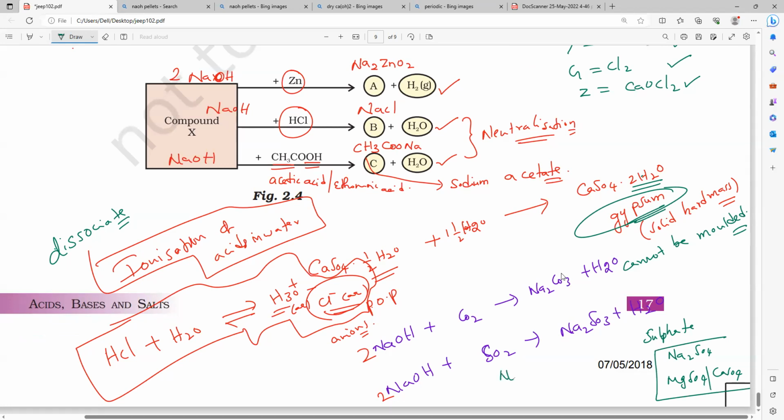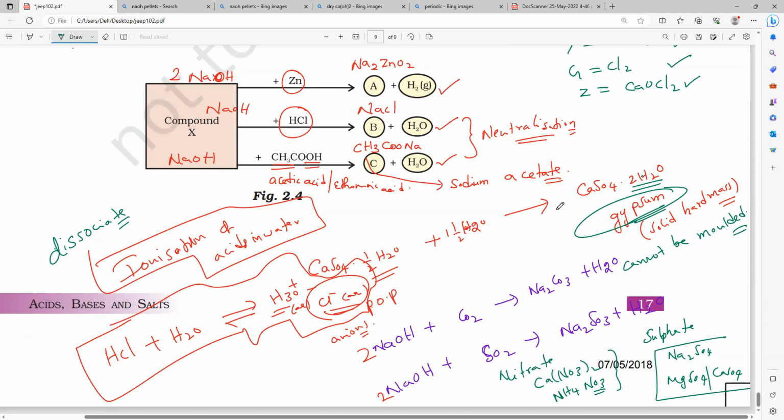And nitrate salts, only 2 salts we have in class 10th. What is that? Anybody? Calcium nitrate, Ca(NO3)2. And the next one is what? Ammonium nitrate, NH4NO3. Ammonium chloride is there. Ammonium nitrate is there. Silver nitrate, yes, you can learn it.